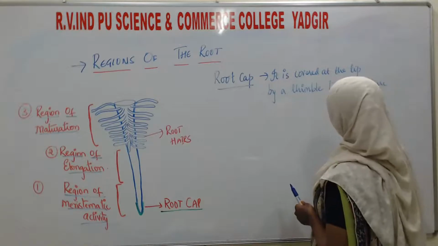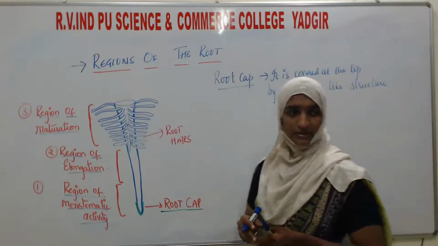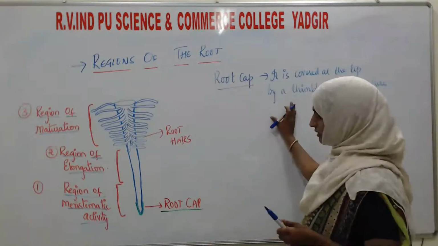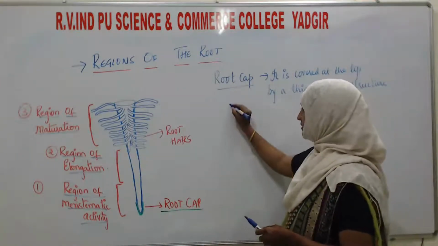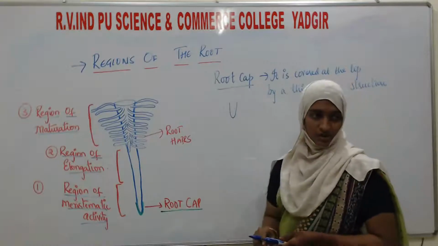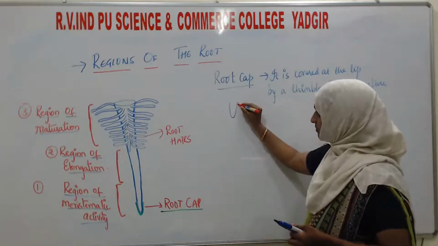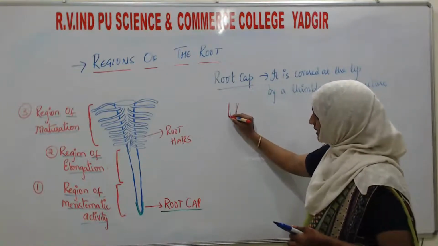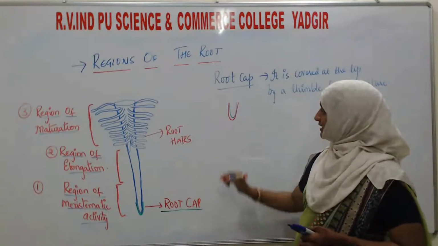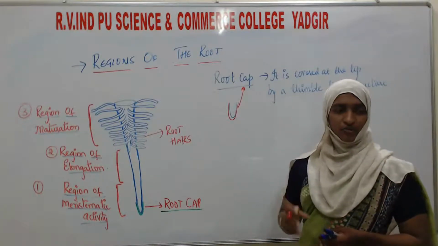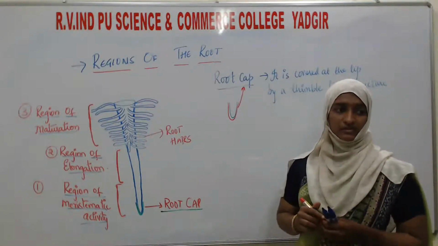And the thimble-like structure, we can call it the root cap. Once again, I will draw here. This is the root tip. This root tip is covered by a cap-like structure. That cap, you can call it the root cap, which is in the form of a thimble-like structure.